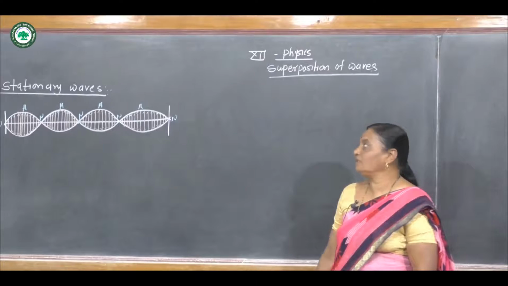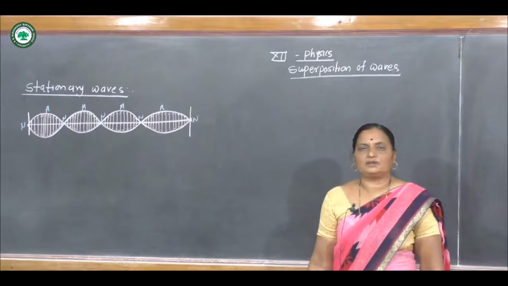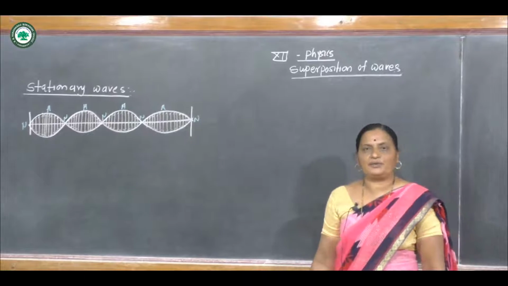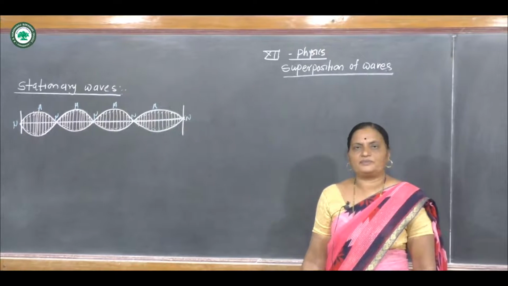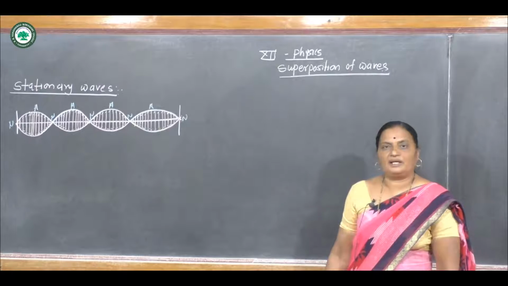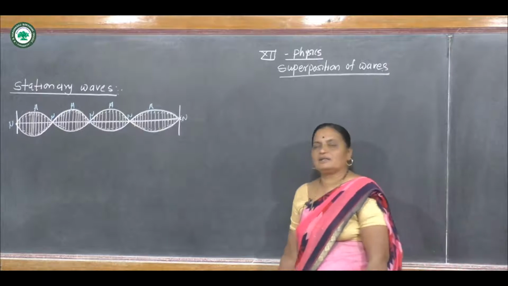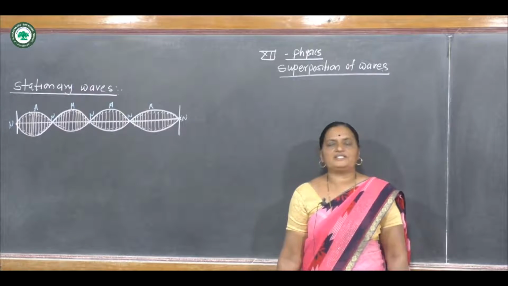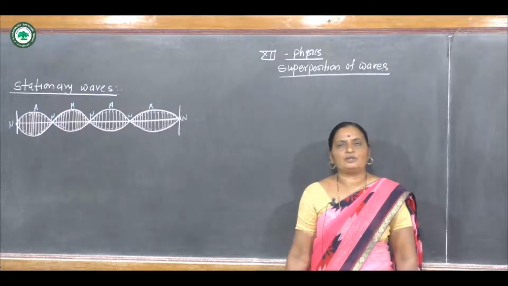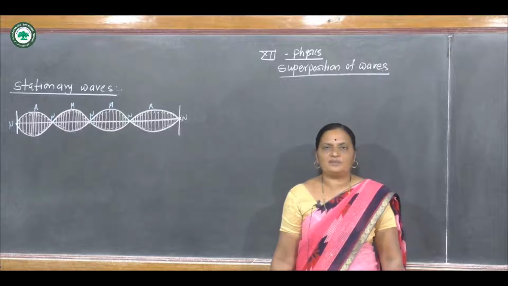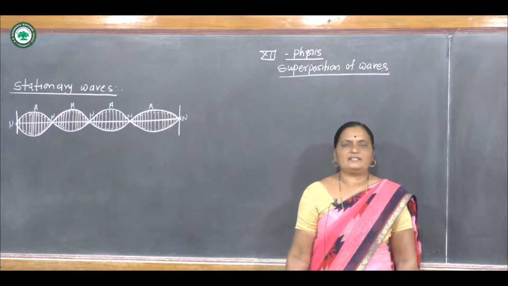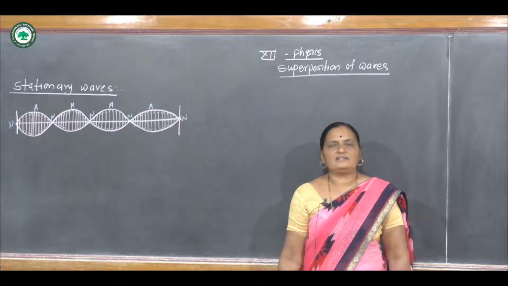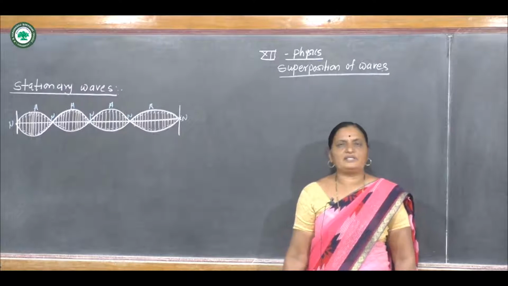Today we study the chapter Superposition of the waves. In this chapter we study the stationary wave and the properties of stationary wave. We determine the condition for nodes and antinodes. The condition for nodes: a node is a point at which the displacement is 0, and a node is formed where the resultant amplitude is 0.